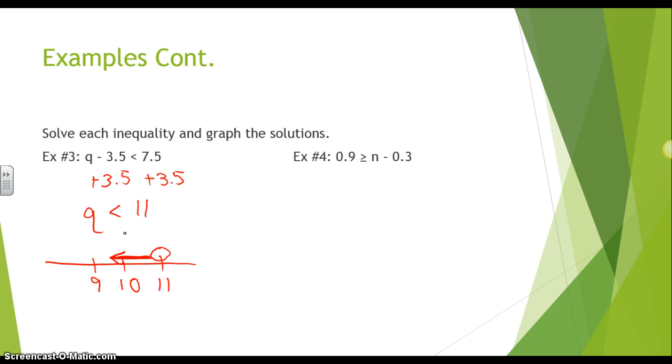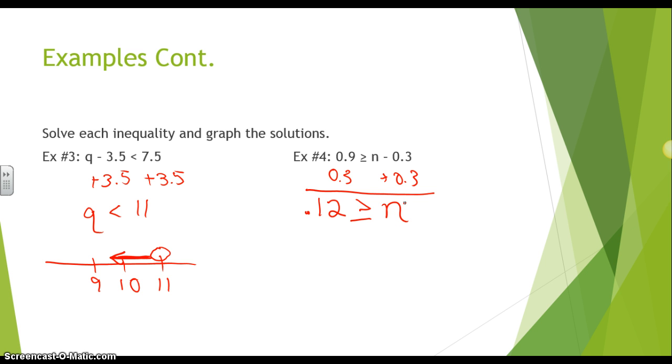One more example of solving and graphing. Here we have 0.9 is greater than or equal to n minus 0.3. If I need to get n by itself, I'll take the inverse operation of minus 0.3. So I'll add 0.3 to the right, add 0.3 to the left. 0.9 plus 0.3 is going to give me 1.2, which is greater than or equal to n.